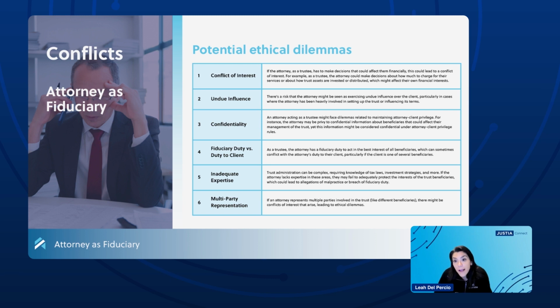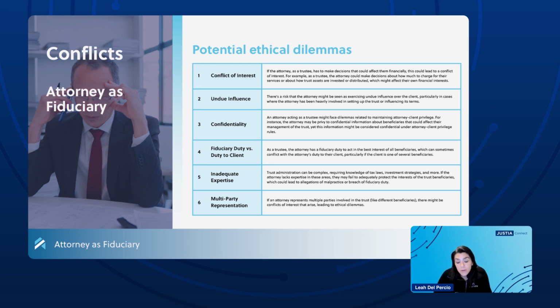Confidentiality. The attorney acting as trustee might face dilemmas related to maintaining attorney-client privilege, especially because those ethical duties don't die with your client. So you might be privy to financial or confidential information about beneficiaries that could affect their management of the trust or your management of the trust, but that information might be considered confidential under the attorney-client privilege rules. Where does that stop? Where does that end? Again, these are dilemmas that often have to be navigated very carefully when you are the fiduciary in addition to hired counsel.